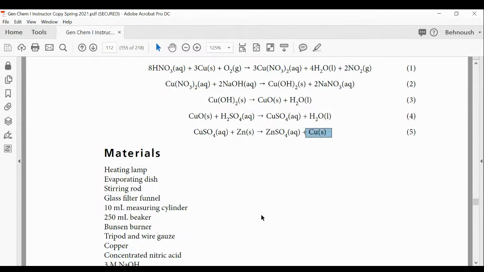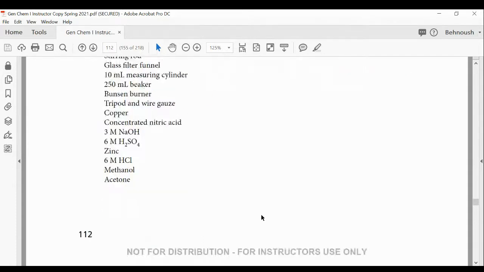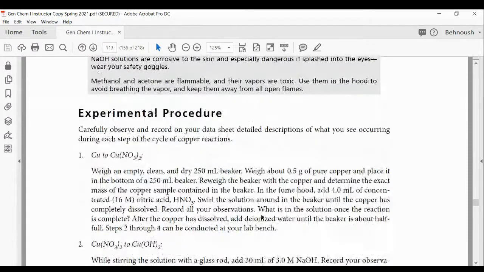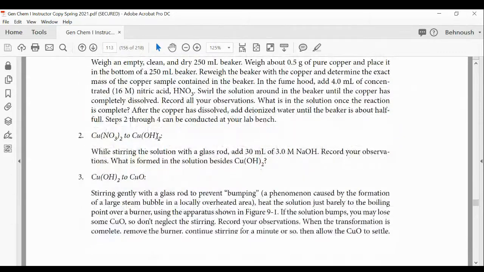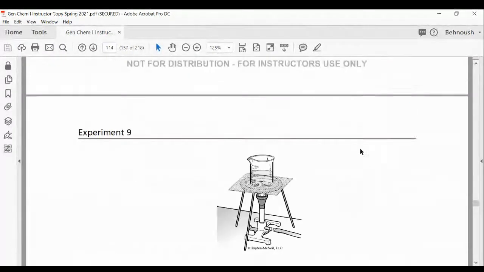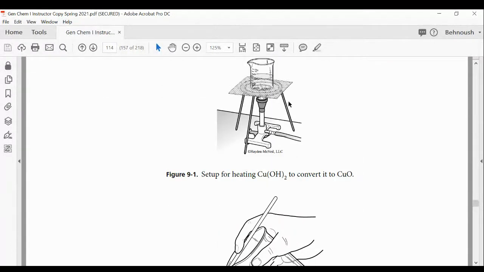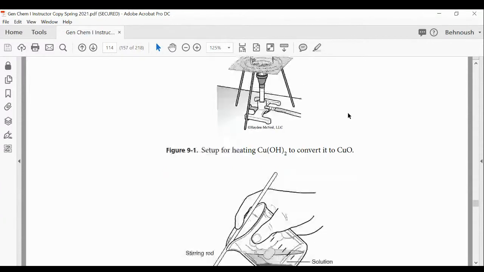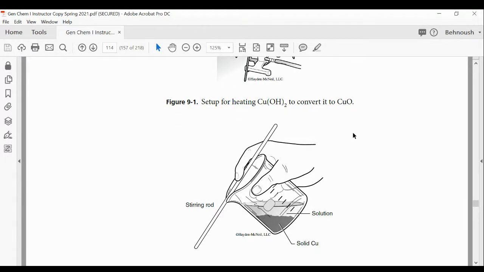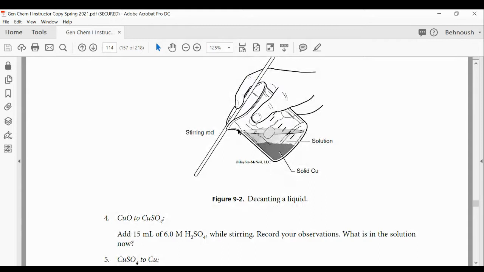So there is some acceptable level of the errors. Okay, and after that it is just the procedure. You have to go from one step to another step. The blue particles are going to change to copper oxide, which is a black color, and then you decant.